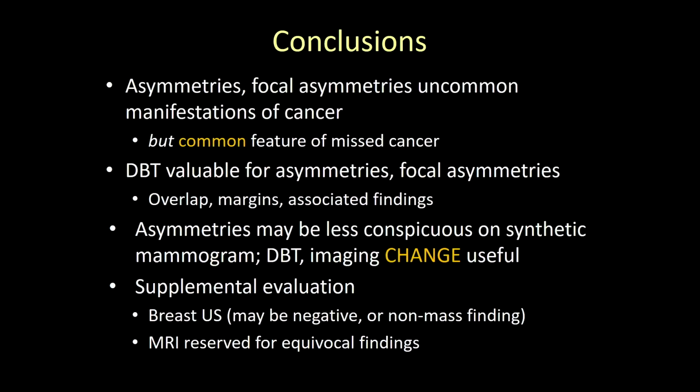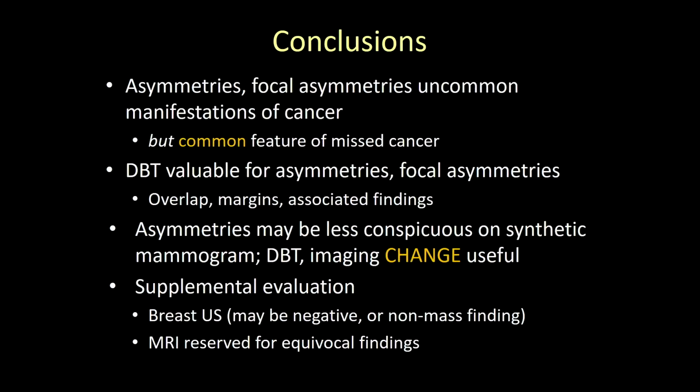Asymmetries and focal asymmetries are uncommon manifestations of cancer, but they are a common feature of missed breast cancer. They're tricky. They look like normal glandular tissue. Tomosynthesis will help us. It'll help us in overlap, evaluating the margins and seeing associated findings. And I think tomosynthesis should decrease the use of problem-solving MRI for these asymmetries, because we'll be able to tell more clearly where something is, if it's a real finding.